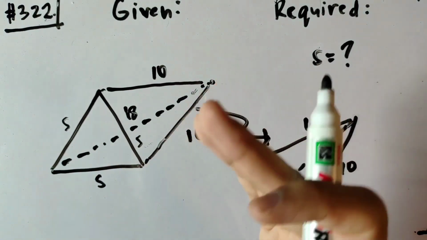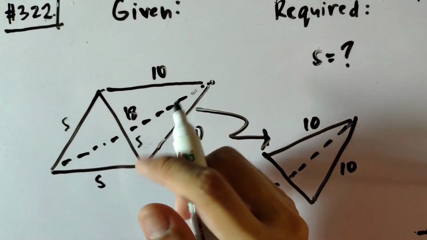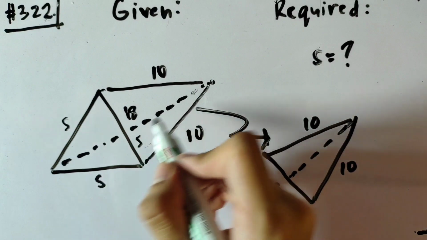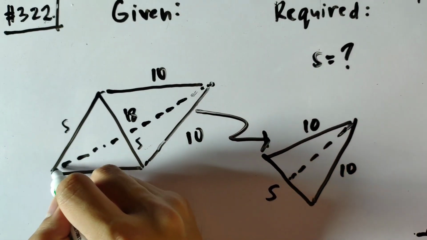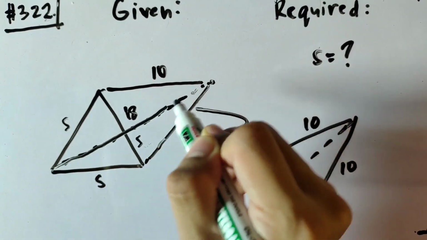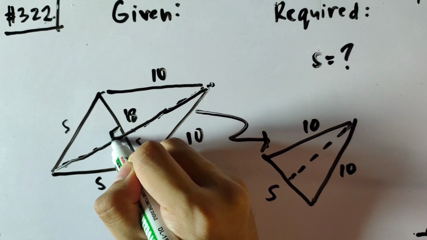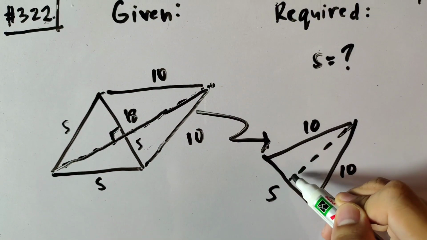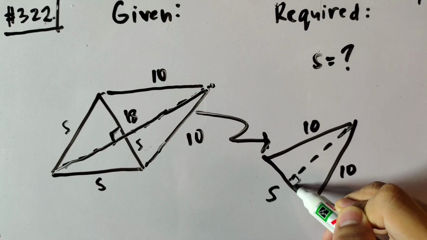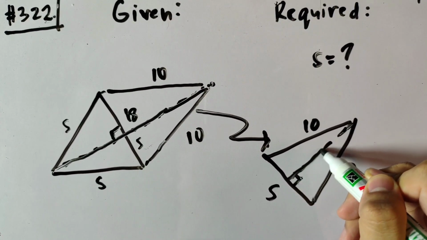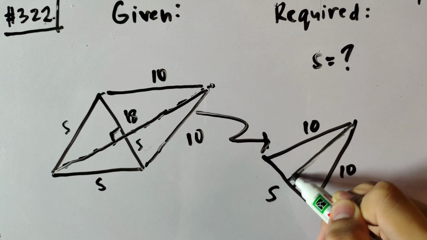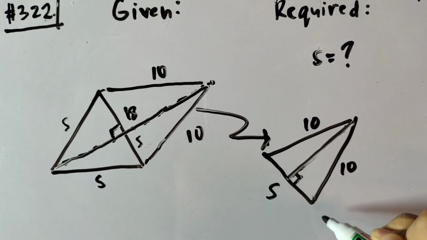At ano nga bang characteristic ng isang kite? Ang kite, yung mga diagonals niya ay perpendicular. So, ibig sabihin, itong line na to, tsaka itong line na to, ay perpendicular. So, ibig sabihin nito, parang altitude niya, kasi perpendicular itong line na to dito sa base ng triangle natin.